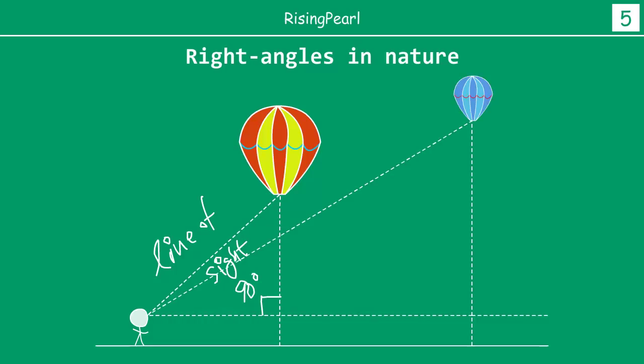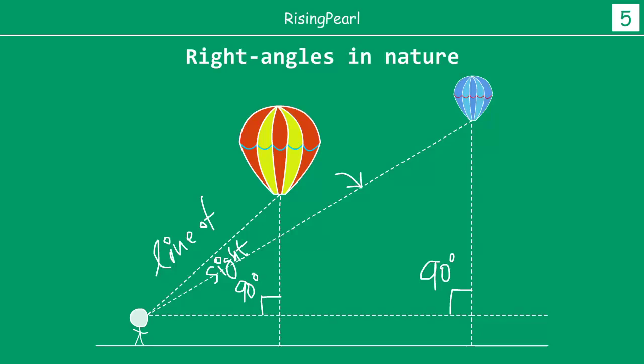Similarly, maybe you are looking at another hot air balloon, a little bit far away. For that balloon, our line of sight is now this one. This is the height of the balloon from the earth, and this angle is 90 degrees. So friends, again, some more examples of how we can imagine right triangles everywhere.